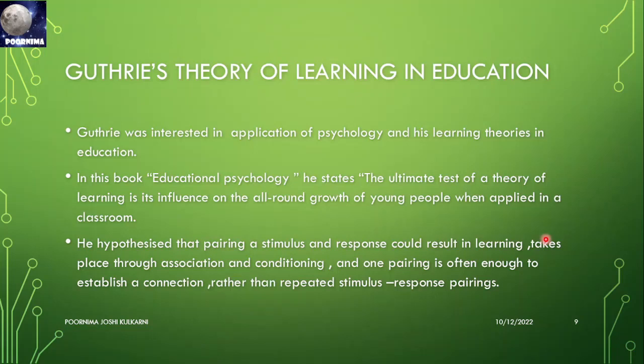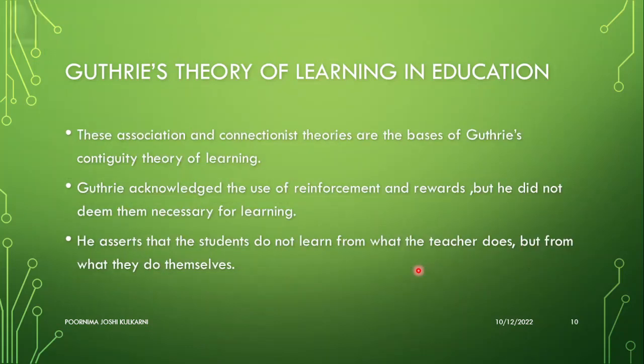Learning takes place through association and conditioning, and one pairing is often enough to establish a connection rather than repeated stimulus response pairings as in B.F. Skinner and Thorndike's experiments. These association and conditioning theories are the basis of Guthrie's contiguity theory of learning. Learning by surrounding situations, by the environment, is called contiguity theory.